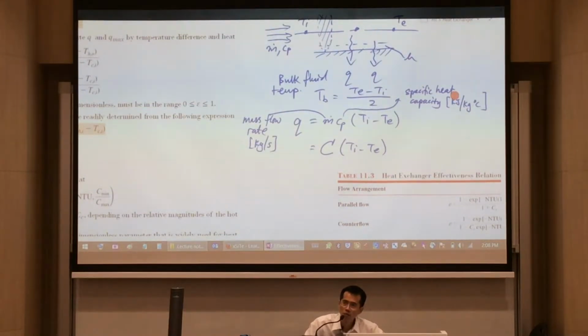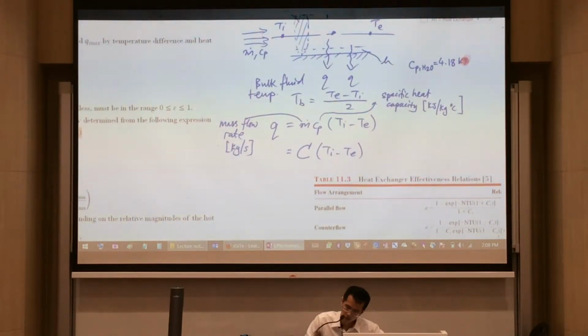So you could have water. I already know the specific heat capacity of water is actually 4.18 kilojoules per kilogram degree Celsius. What that means is that in order to increase the temperature of the water by 1 degree Celsius for 1 kilogram mass, I need 4.18 kilojoules of energy. That's a lot.